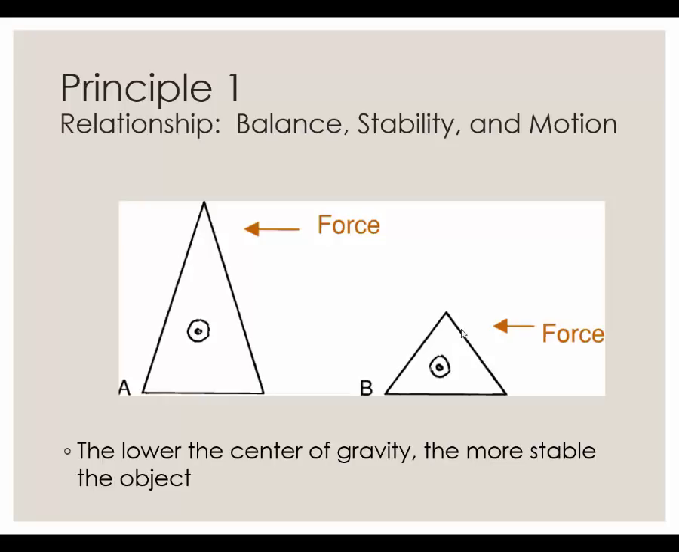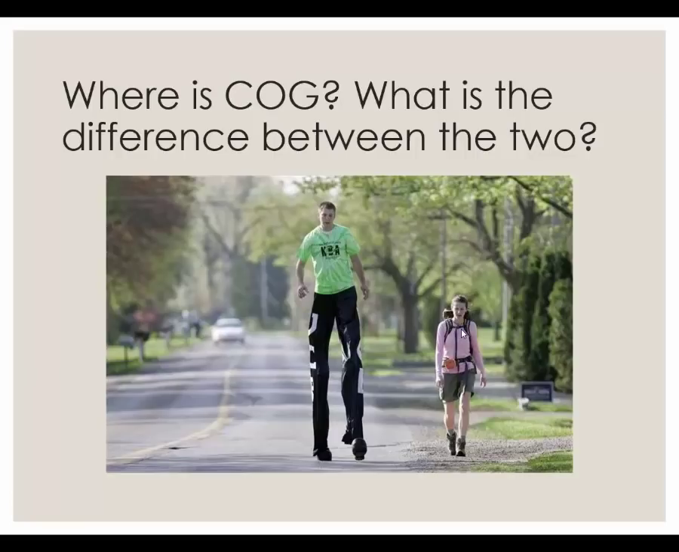Let's take into consideration someone who's standing versus someone who's on their hands and knees, crawling. Who's more stable? The person crawling, because their center of gravity is lower to the ground. So where's the center of gravity on each of these people? What's the difference?